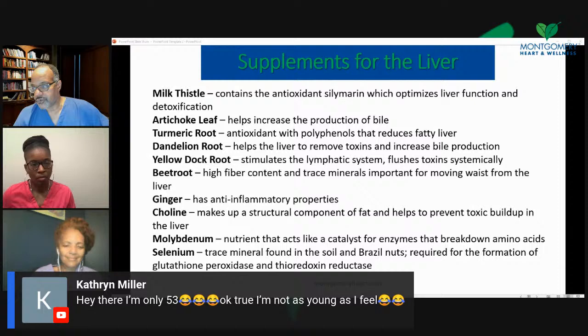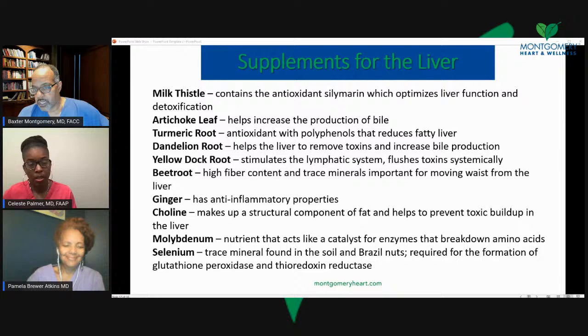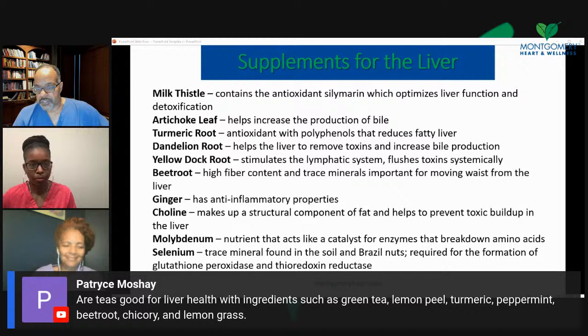So also we can refer back to a previous lecture, but the bitters. Oh, yes. Bitter foods also help with liver detox. That's a good point. Patrice says tea is good for liver health, and ingredients such as green tea, lemon peel, turmeric, peppermint, beetroot, chicory, lemongrass. Well, beetroot is in the list.